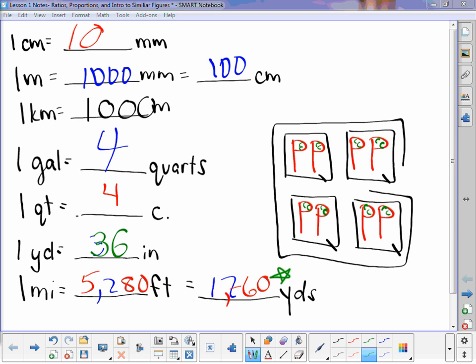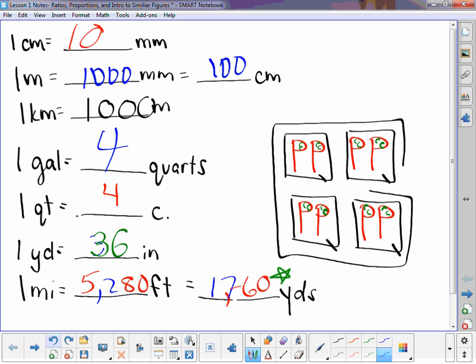Alright, 1 yard, 36 inches, are we good with that? How many feet are in a yard? 3. And how many inches are in a foot? 12. Alright, now 1 mile is indeed 5,280 feet. That's a lot of feet. And that is 1,760 yards. Now you need to know this. If you do not know this, commit this to memory.